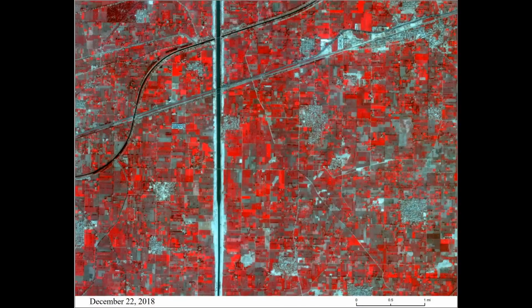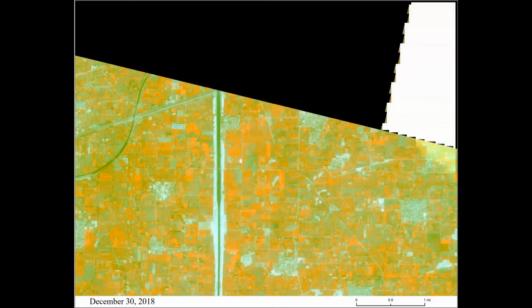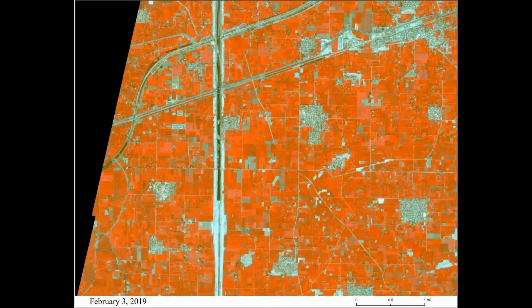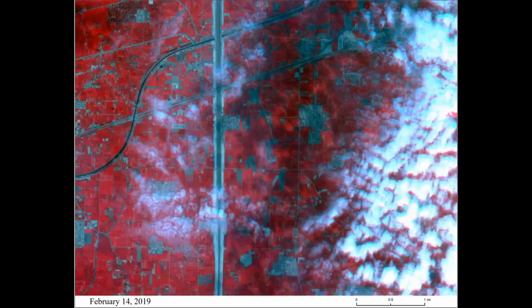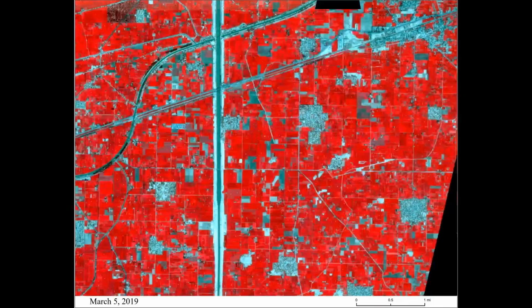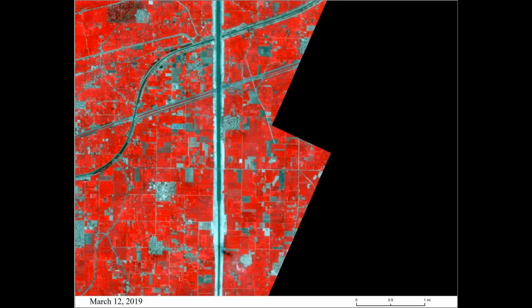So this is all the Planet data for that same period. If you look at the dates, it's like every 2, 3, 4 days with these small sats. It's really cool. You see the phenology. At the end of February, it's peak. It's peak right now. And then it'll start senescing.